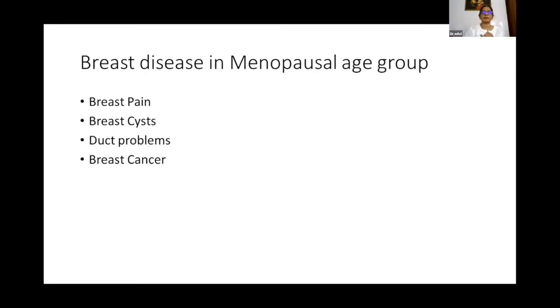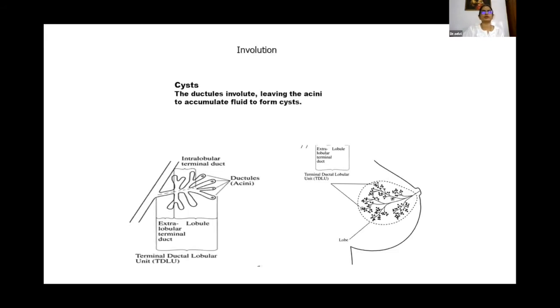The other common problems are breast cysts. There are varying types of cysts, which we'll just show now. And duct-related issues can also come around the age of menopause. And breast cancer is obviously the one thing that we don't want to miss.